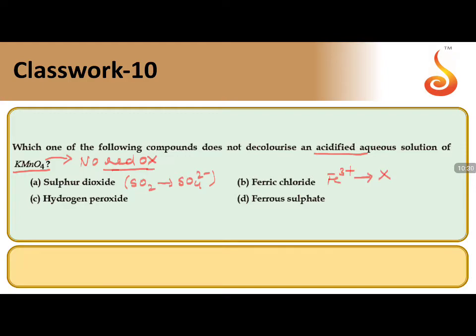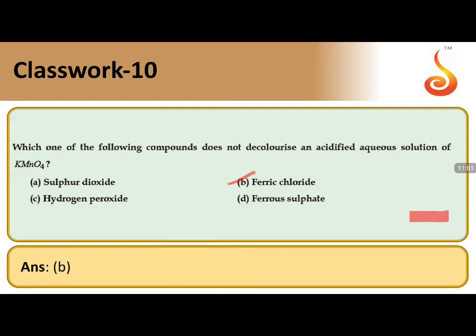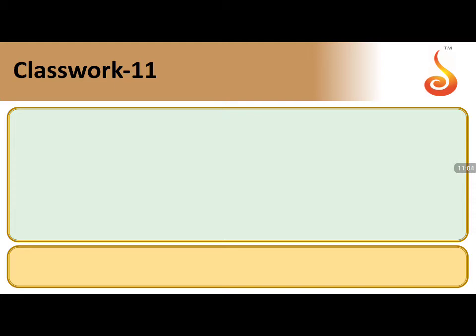No, there is no further. Fe plus 3 cannot further get oxidized. But Fe plus 2, ferrous sulfate, Fe plus 2 can convert into Fe plus 3. This is possible. Hydrogen peroxide can be oxidized to oxygen gas. This is possible. So the only possibility where there is no further reaction to continue is in option B. Ferric cannot further get oxidized. So the answer will be FeCl3, ferric chloride. So the answer will be option B. Coming to question number 11.